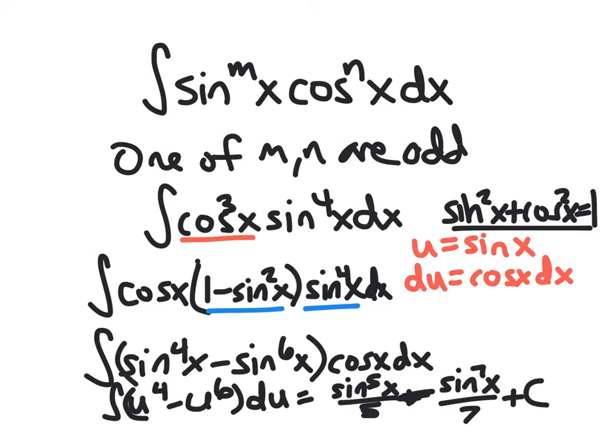So the key here is seeing, okay, which one is odd? I can reduce that one to the first power. Sometimes both will be odd, in which case you just have your pick. And then you'll use a u-sub with whichever one is not the one you're reducing to the first power.